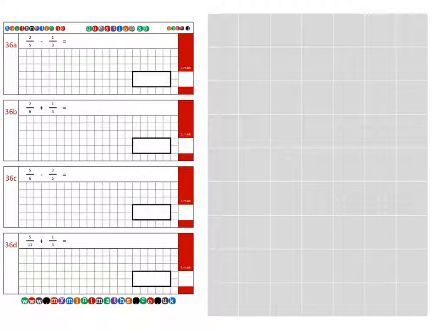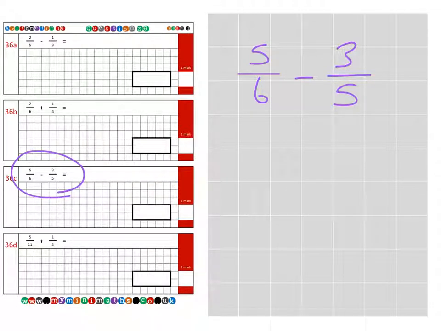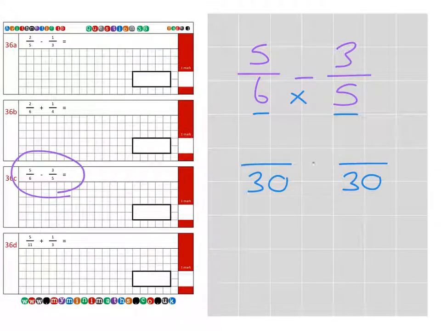And next is question 36c, and this time it's 5/6, and we're going to subtract 3/5. Now, again, we need to make sure that these two denominators are identical, so if I multiply them, I finish with 30 as my new common denominator. And we're going to be subtracting these, don't forget.